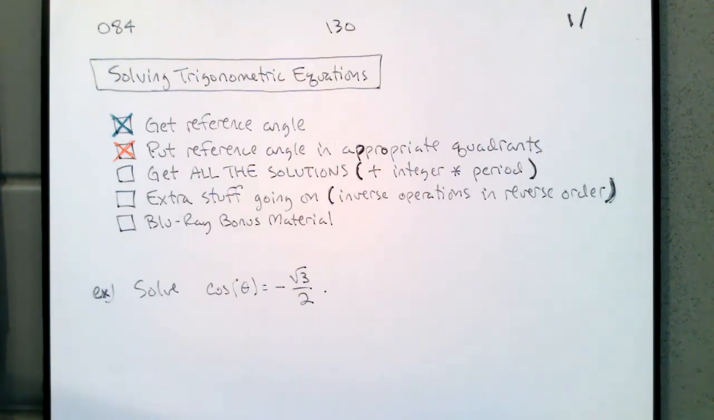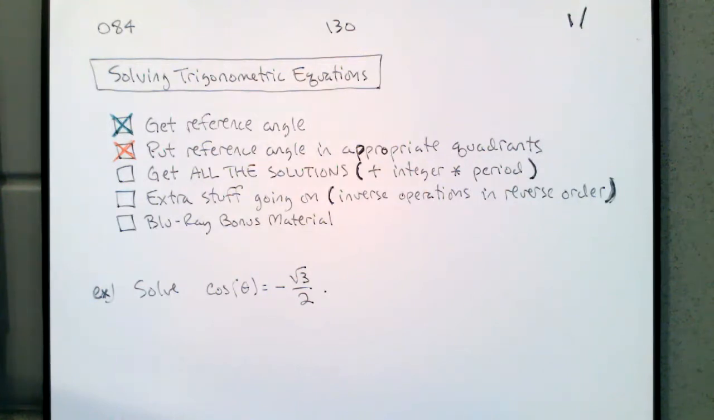Today, we're going to continue solving trigonometric equations. We're going to add some stuff to what we did last time. The core things that we need to do are to get the reference angle and then put the reference angle in the appropriate quadrants. Today, we're going to add the third piece where we get all the solutions.